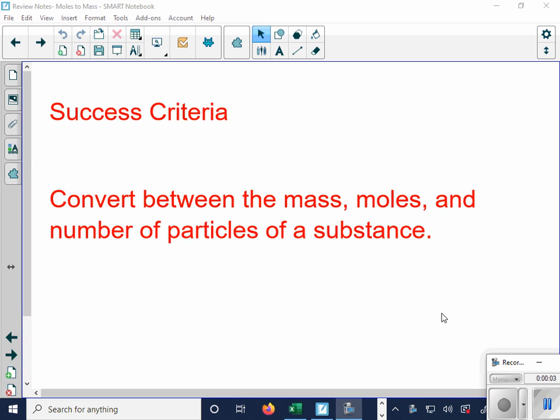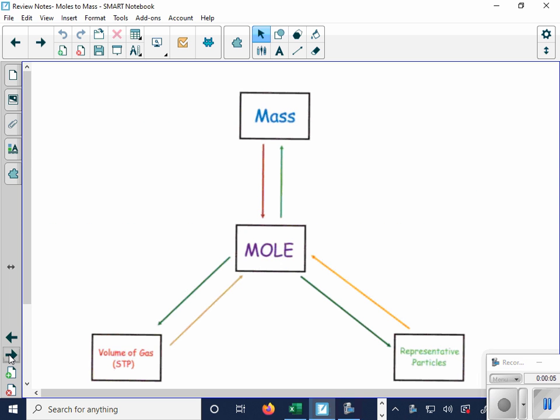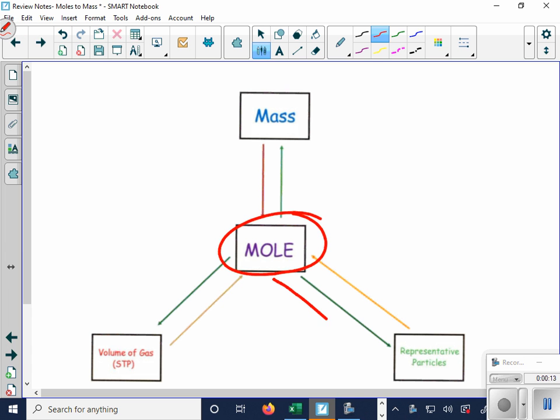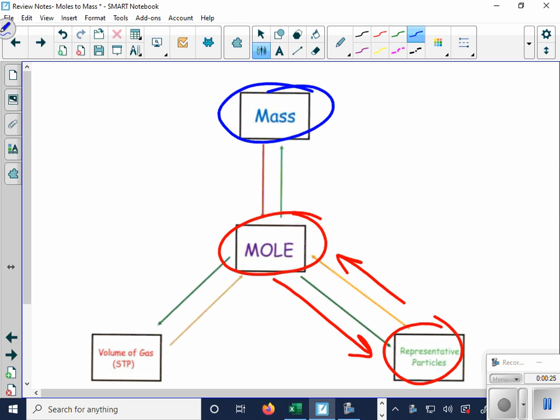So as I come over here, folks, we look at our flux capacitor. We have dealt already the other day with going from moles to representative particles and vice versa. So we've done that leg of the flux capacitor. Now today, we're going to bring this in. So we're going to go from moles to mass, mass to moles.